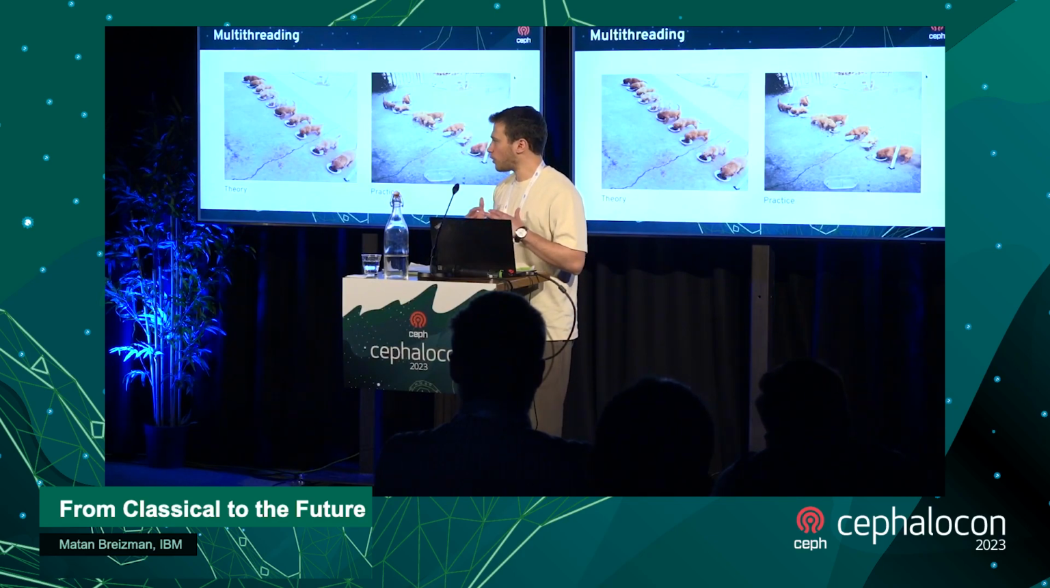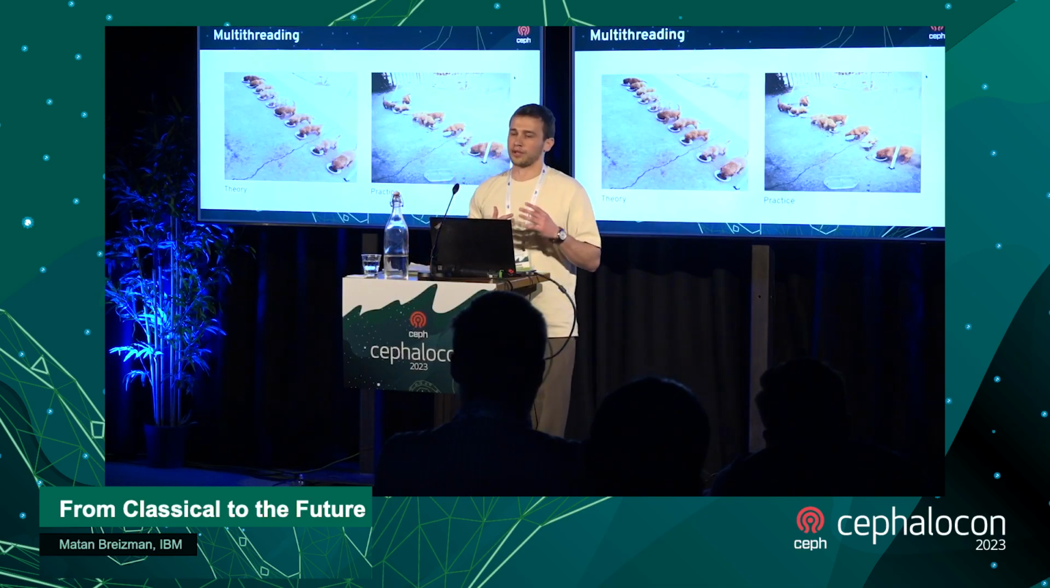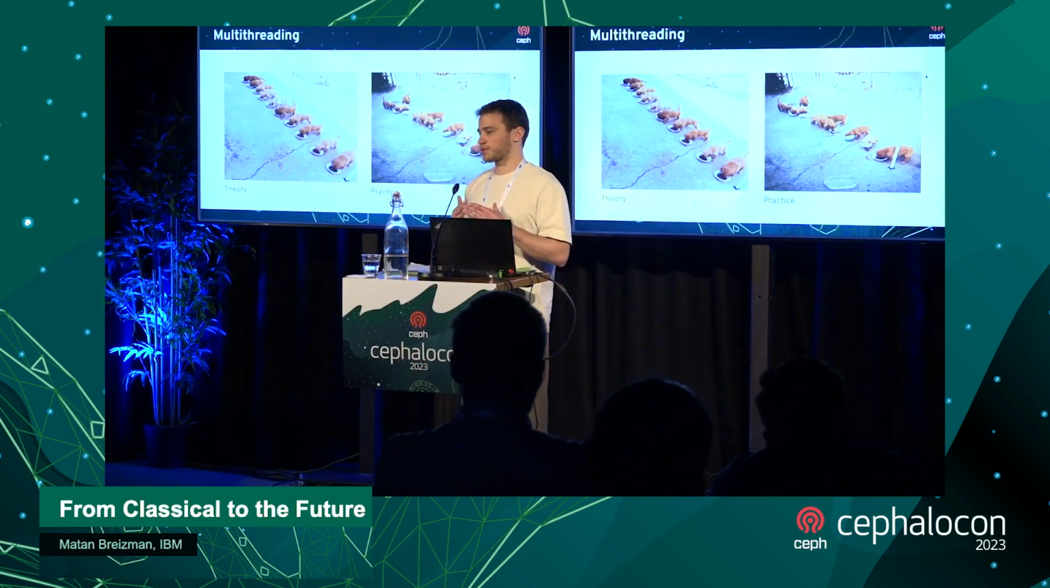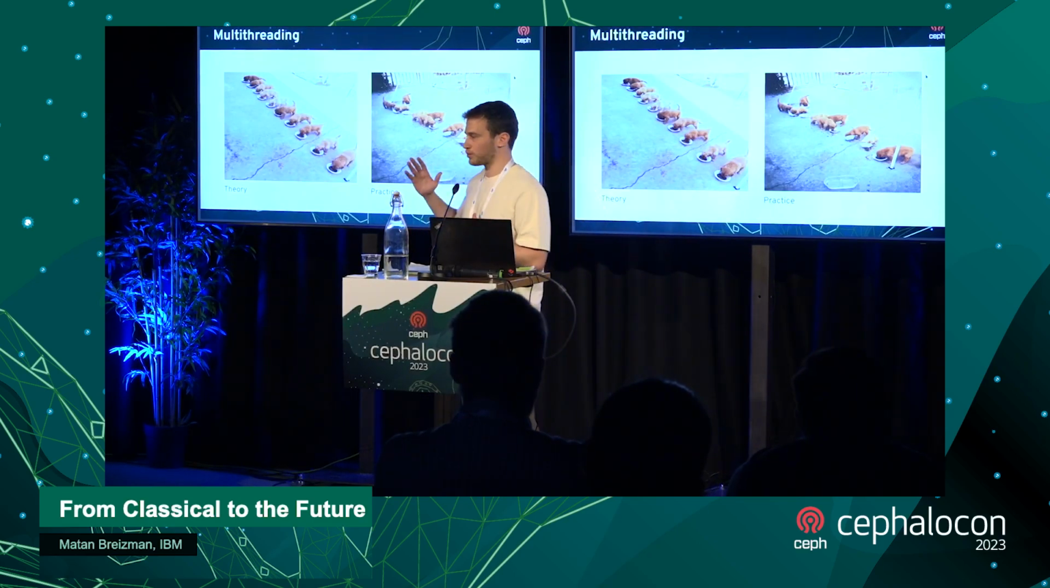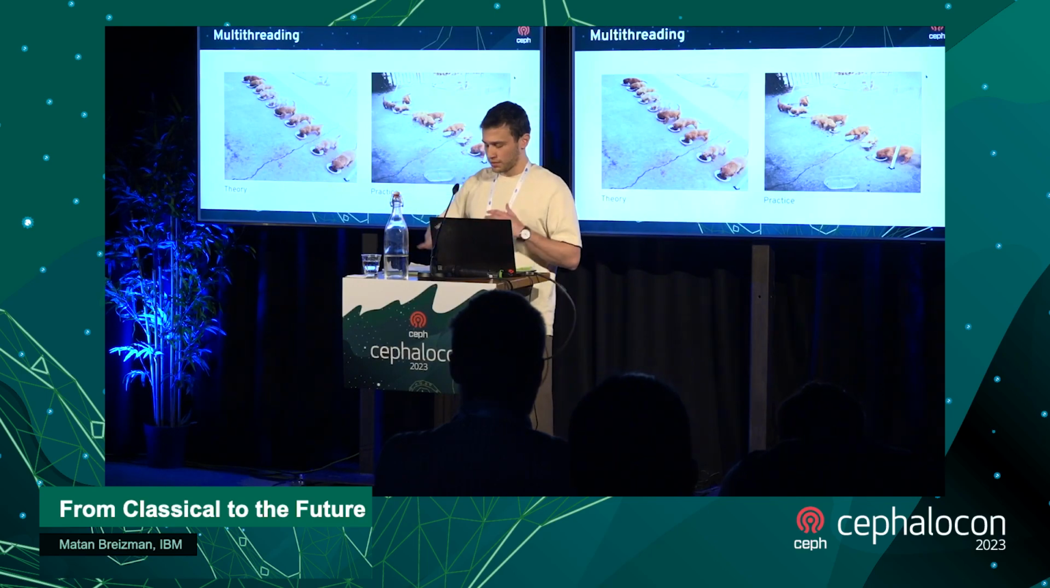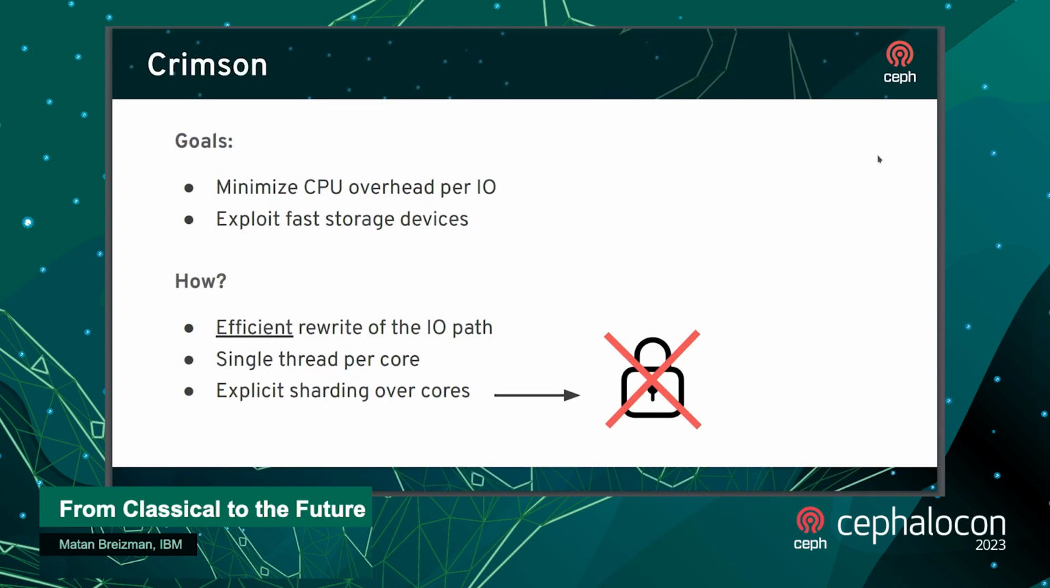However, we have shared memory and lock-free synchronization primitives, like atomic operations, but they are much slower. Needless to say, they are much slower than working on a single core's cache. So what we really want is for practice to behave as our theory does. This is why we came up with Crimson. In Crimson, our goal essentially is to minimize the CPU overhead per I/O by avoiding context switches and by avoiding cross-core communication, in order for us to exploit the fast storage devices we have today.